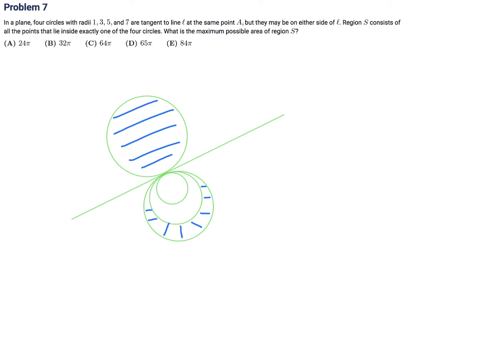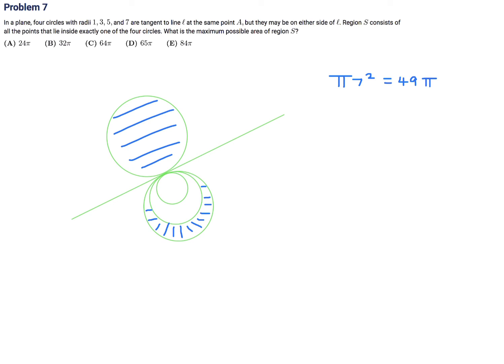And therefore, the area would be pi r squared. Since the radius is 7, that's 49 pi. But 49 pi is not one of the answers. So that made me think that we also have to include the other side. And as long as the points are inside exactly one circle, it would be sufficient. So here, this would be inside 2 circles, right? And this would be inside 3 circles. So these blue lines are only inside 1 circle.